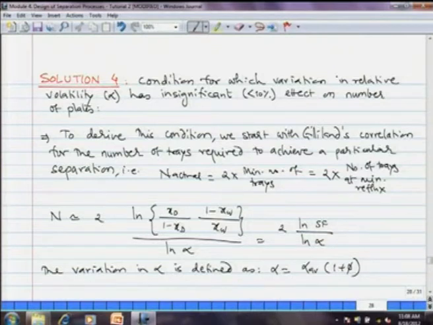Gilliland plot says that typically the number of actual theoretical plates for separation of the mixture at optimum conditions of R equal to 1.2 times R minimum, that N actual is typically 2 times the minimum number of trays. Minimum number of trays results when you have a total reflux ratio, and that number of trays you can calculate using Fenske's equation.